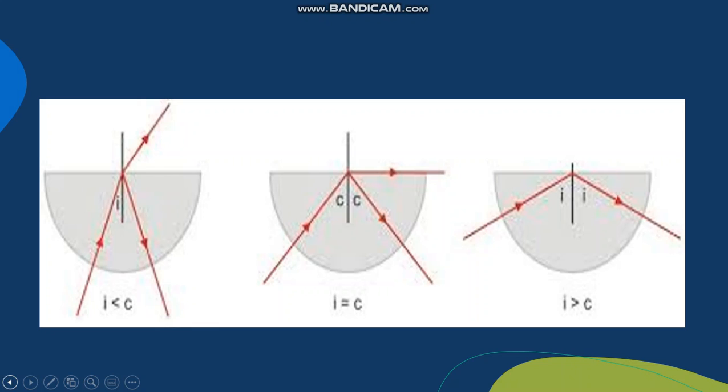Here we can see the three conditions of total internal reflection. The first condition: the angle of incidence is smaller than the critical angle, so there's still a refraction angle, and there is a reflection angle as well. Here, the incidence angle is equal to the critical angle. If we notice here, the refracted angle is at 90 degrees. And here, the incidence angle is more than the critical angle, and in this situation, it is totally internally reflected.